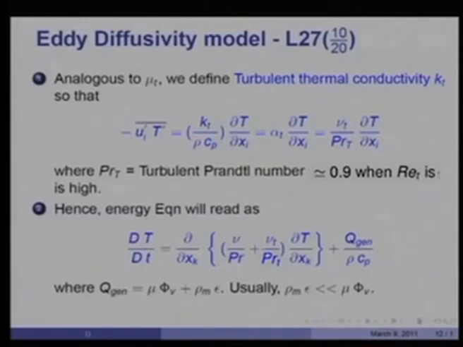So, the energy equation would now look like dT/dt equal to d/dxk of (nu/Prandtl plus nu_t/Prandtl_t) into dT/dxk, plus q_gen by rho Cp, where this is the generation term, and as I said, rho epsilon usually is much smaller than the viscous dissipation term.